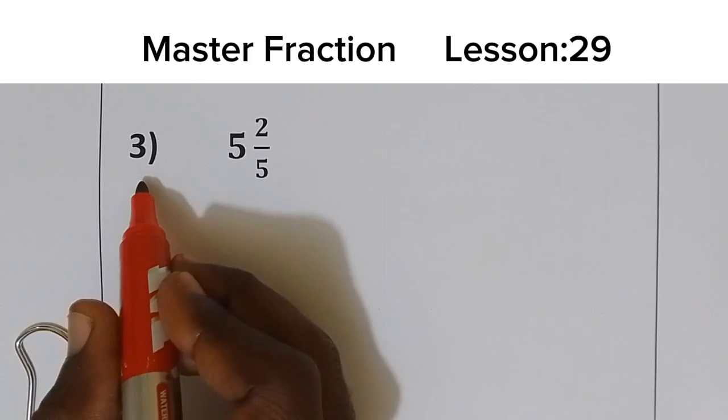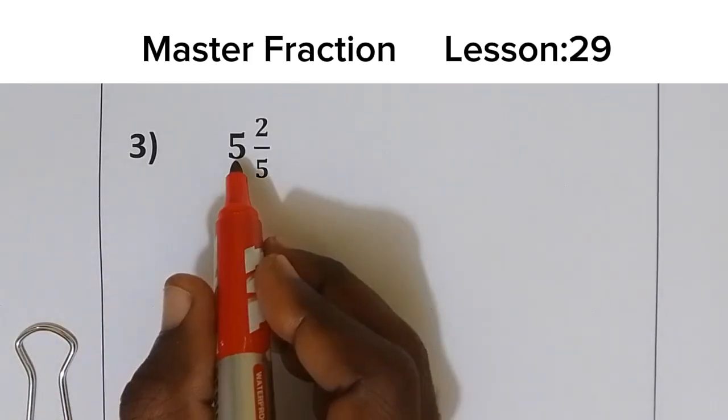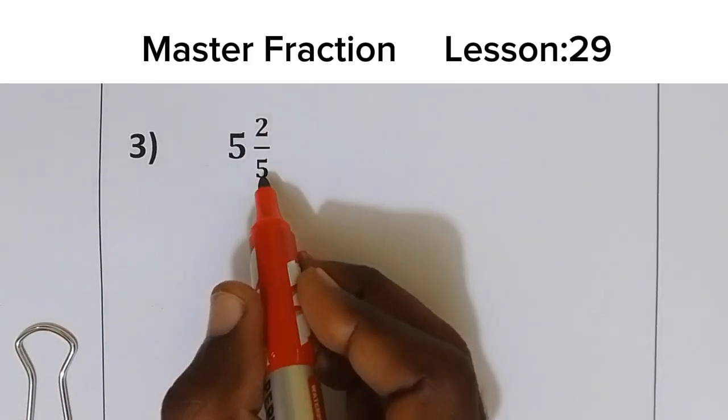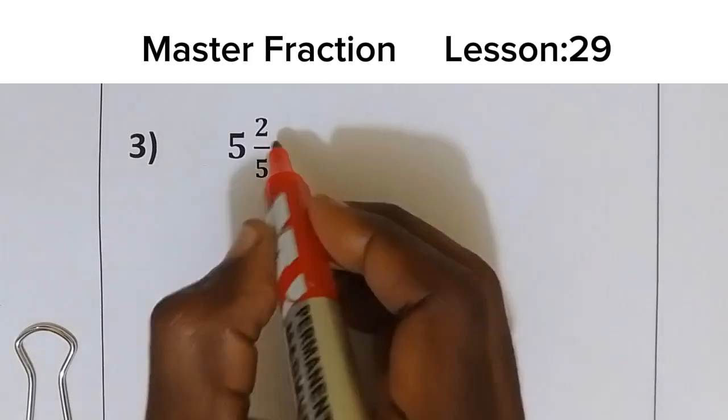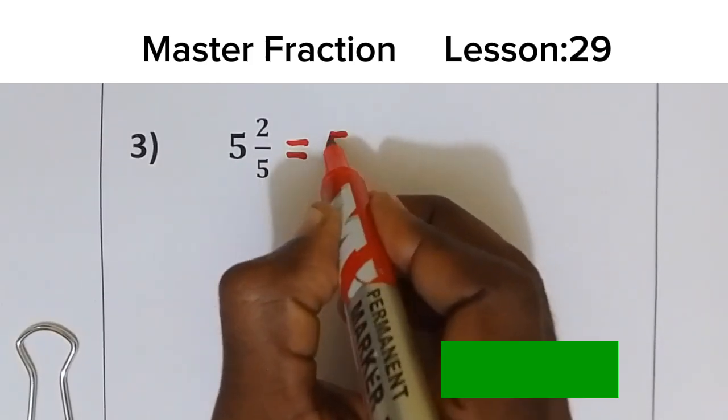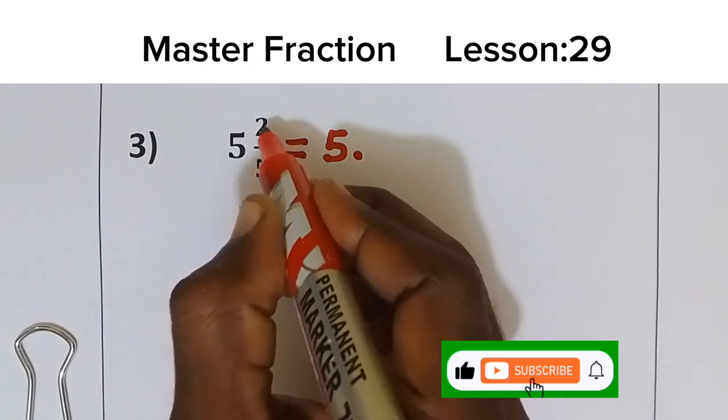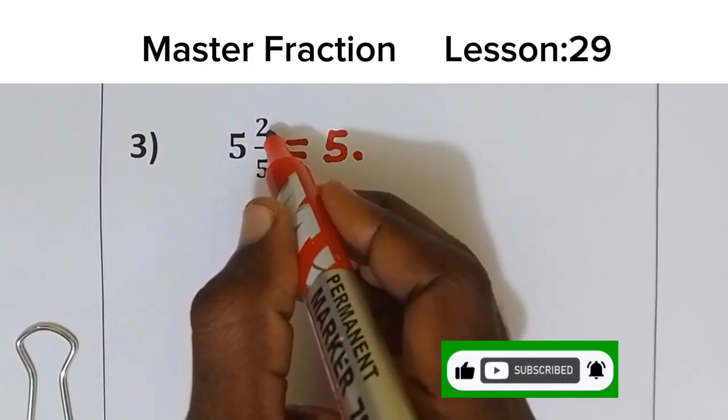Let's finish the last question, question number 3. We have 5 and 2/5. We need to convert it into a decimal. But this 5 here is a whole number. So our whole number is 5 and a decimal. We are going to work with 2/5 to a decimal.